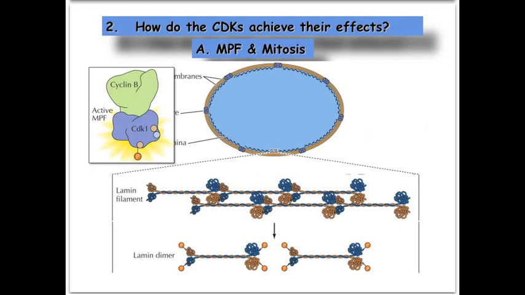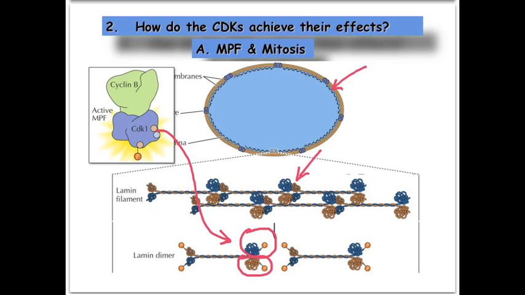The first target that is phosphorylated by MPF, cyclin B and CDK1, are the lamins, which form the nuclear lamina. These proteins form the scaffolding structure that provides support to the nuclear envelope, and the phosphorylation of these proteins triggers the disassembly of the long polymers that allow for the formation of this scaffolding structure. So phosphorylation of the lamins is driven by this kinase, MPF.